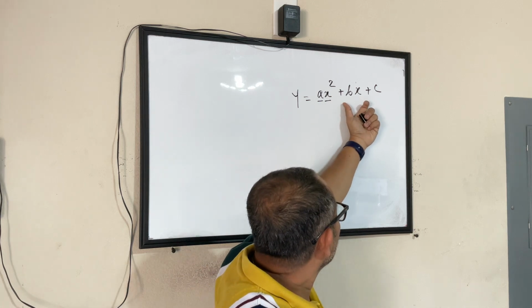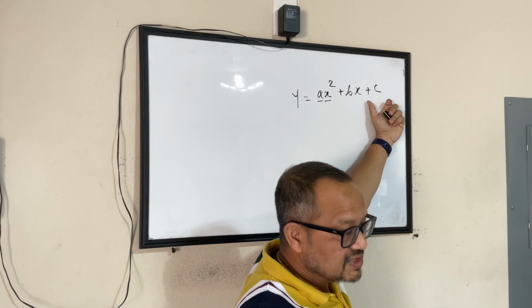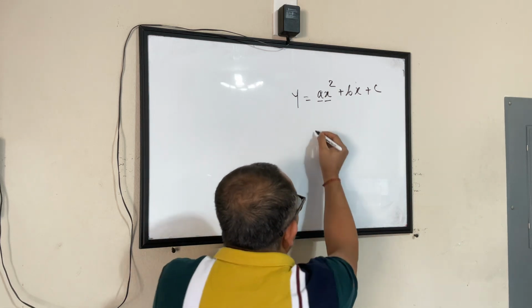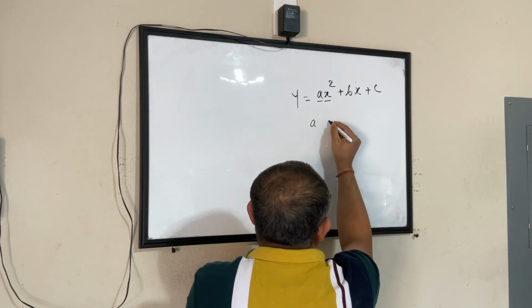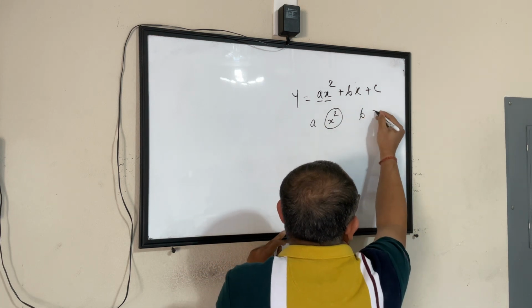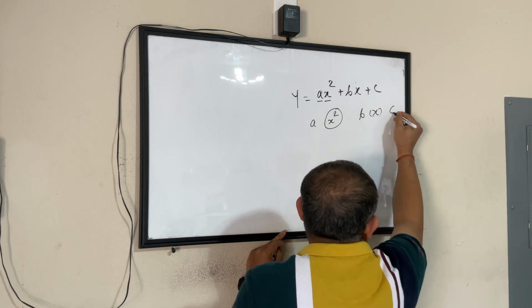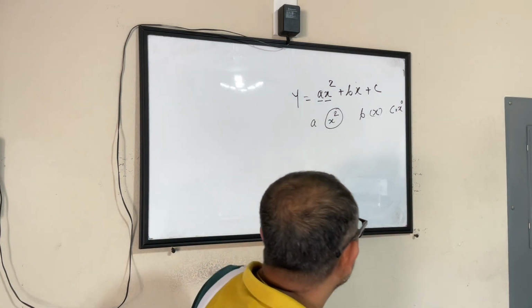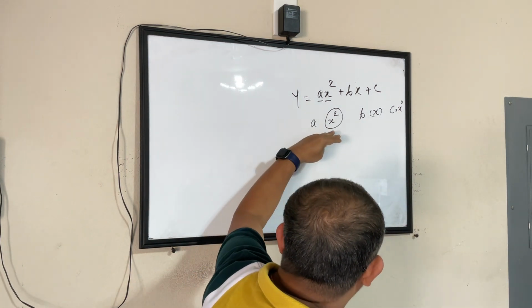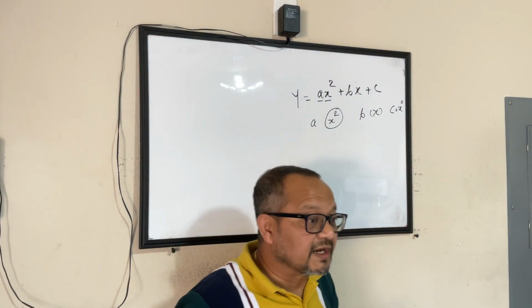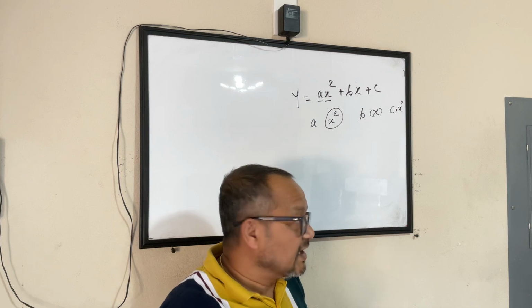There's a term with x and there's a term with c. Okay, c as in only constant. So a is my coefficient for x squared, b is my coefficient for x, and c is my coefficient for x to the power 0, which eventually turns out to be 1. So we will look at these coefficients and try understanding what exactly happens with that.